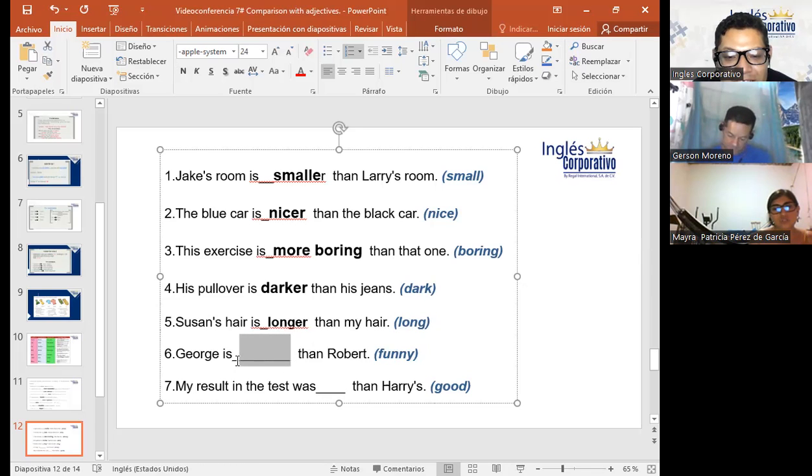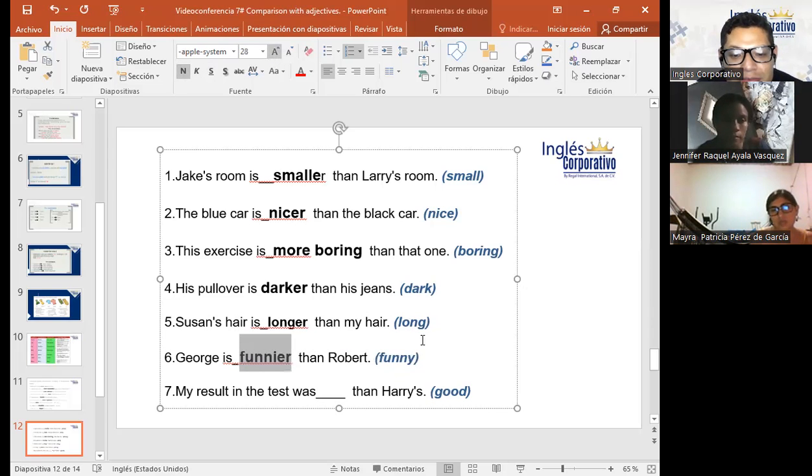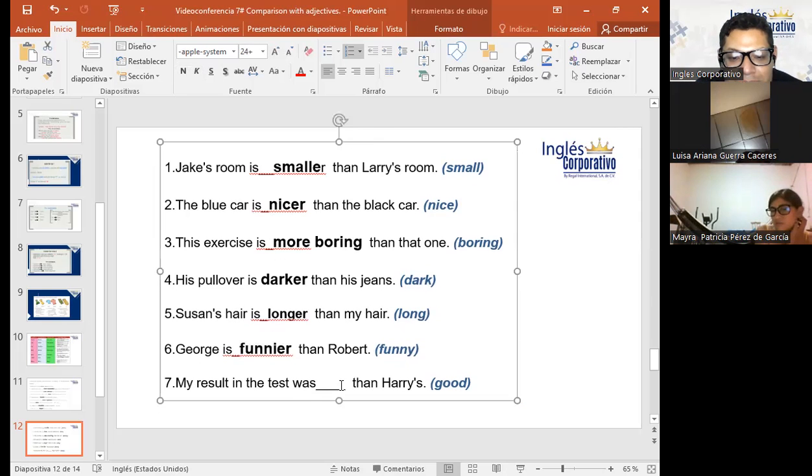En este caso sería funny. Funnier, right? Exactamente. ¿Cómo sería la traducción de esta oración en español? Más divertido, más divertido que Robert. Más gracioso, más divertido. Exactly. Son sinónimos.